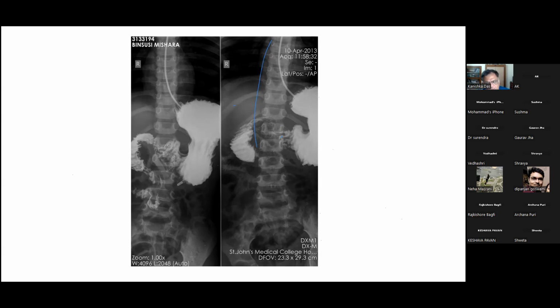So you can't instill a whole lot of contrast and flood it. If you flood it, you will see bowel loops all over the place, whatever goes down, and you won't be able to know the DJ. So that is why, as you can see, this is one film, and in the very next film, we have seen the DJ. So that is the technique of doing this. What are the components of this procedure, the Ladd procedure?